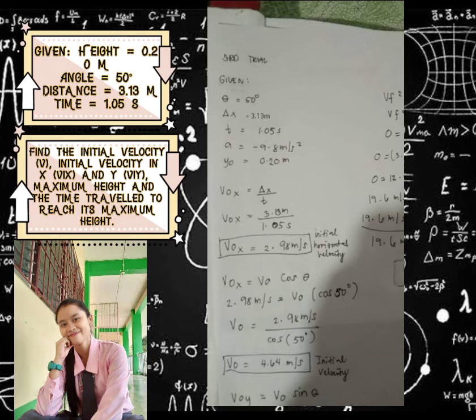So next, we get the initial velocity. The formula is: initial horizontal velocity is equal to the initial velocity times cos theta. To get the initial velocity, we will substitute the gathered data to get our unknown. So our initial horizontal velocity is 2.98 meters per second. We will divide it by cos theta, which is cos 50 degrees. So our initial velocity is 4.64 meters per second.